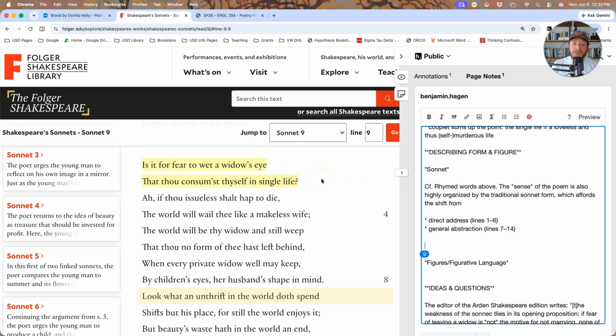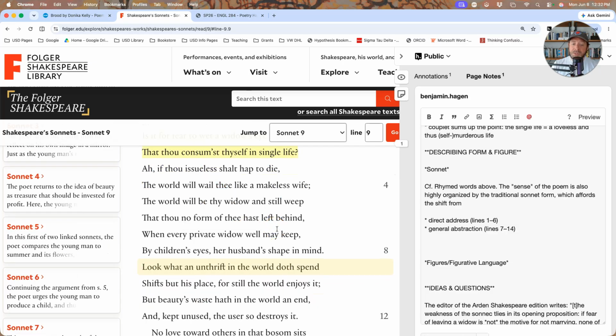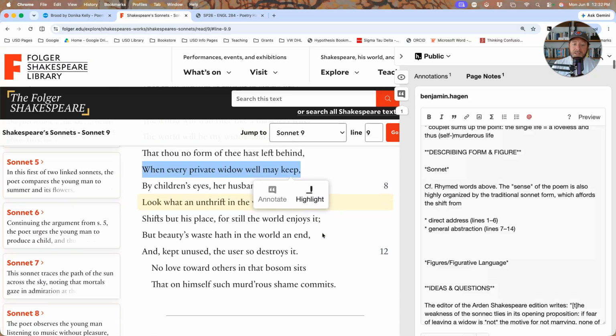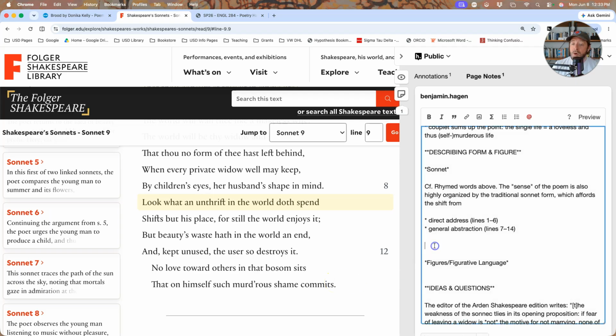Is it for fear to wet a widow's eye that thou consumest thyself in single life? Right. We have several references to thou, to thee, but those stop in line 7. From line 7 to the end of the poem, the speaker does not directly address the beloved, but instead starts to speak about him in general terms or in the third person.